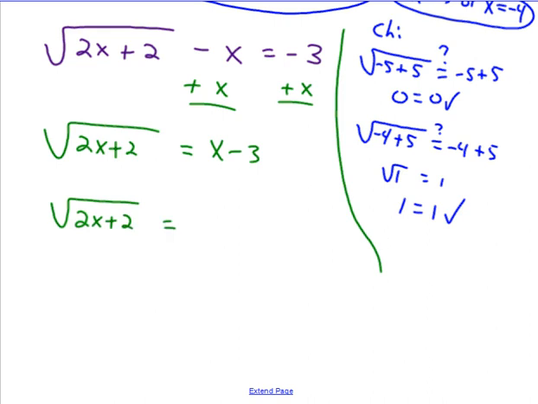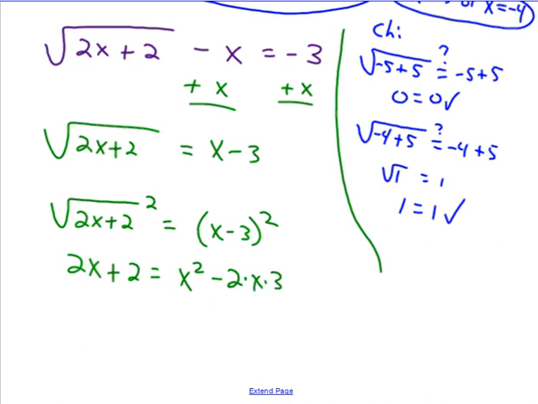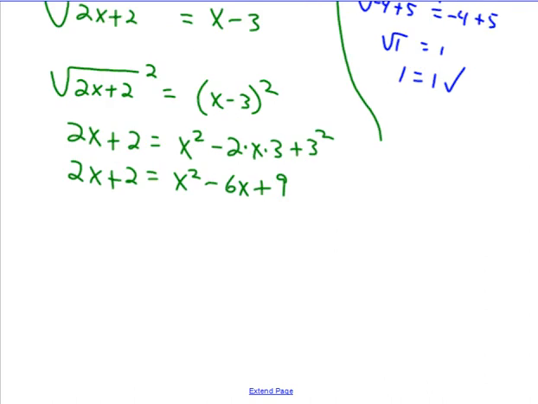Next step, folks. Square it. Square it. What's this equal? 2x plus 2. X squared minus 2 times x times 3. And then we're going to call that plus 3 squared, because it's negative 3 times negative 3. So that's 2x plus 2 equals x squared minus what? 6x. 6x plus 9.